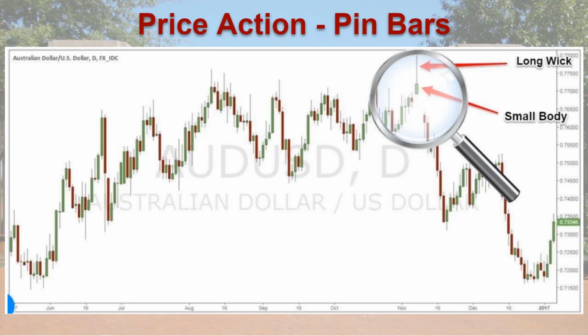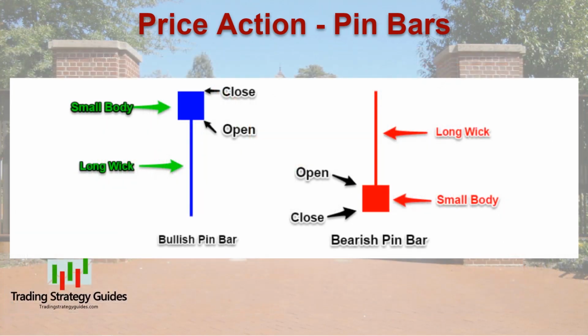A pin bar is a reversal price pattern that consists of only one price bar. Basically, a pin bar has a small candle body with a very long wick. You remember that I told you that a long candle wick represents price rejection. So in this bullish pin bar, you can see that at some point during the course of this candle, the price pushed way down, but was rejected, and the candle closed back up near the open.